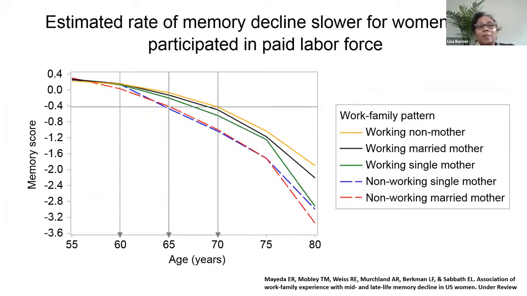And this is a nice study by Maeda et al. That's under review, where they looked at another life course factor, work-family demand patterns in women in the HRS. And so what you can see is that there weren't much differences before age 60, but after age 65 is where you start to see the split, where women who participated in the workforce in early life and midlife have a slower rate of decline in memory than those women who did not engage in the workforce, as shown by the two dotted lines.